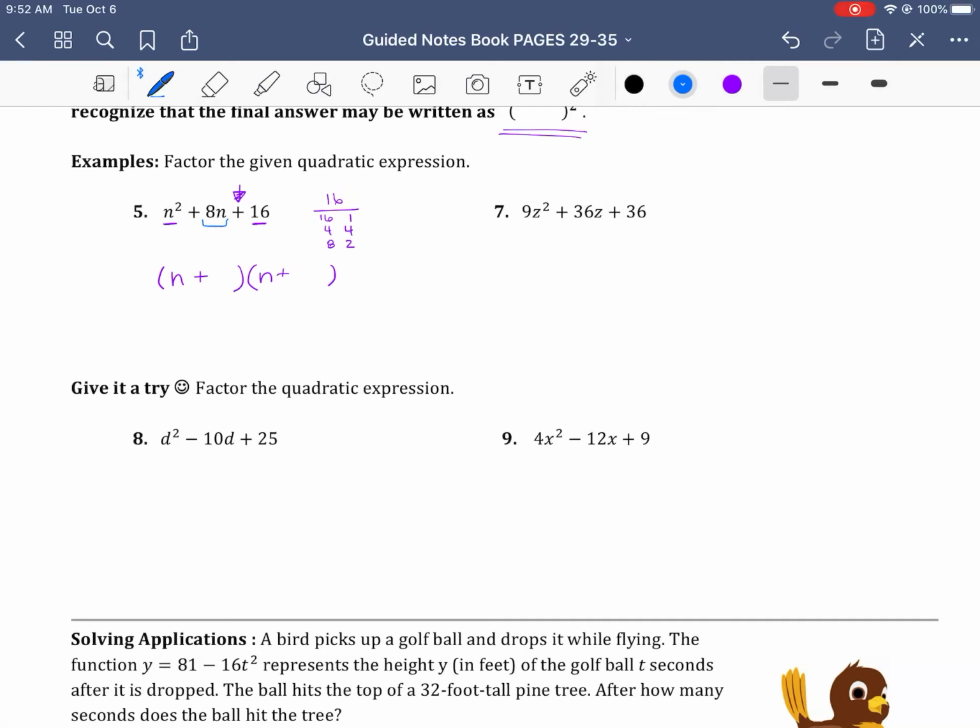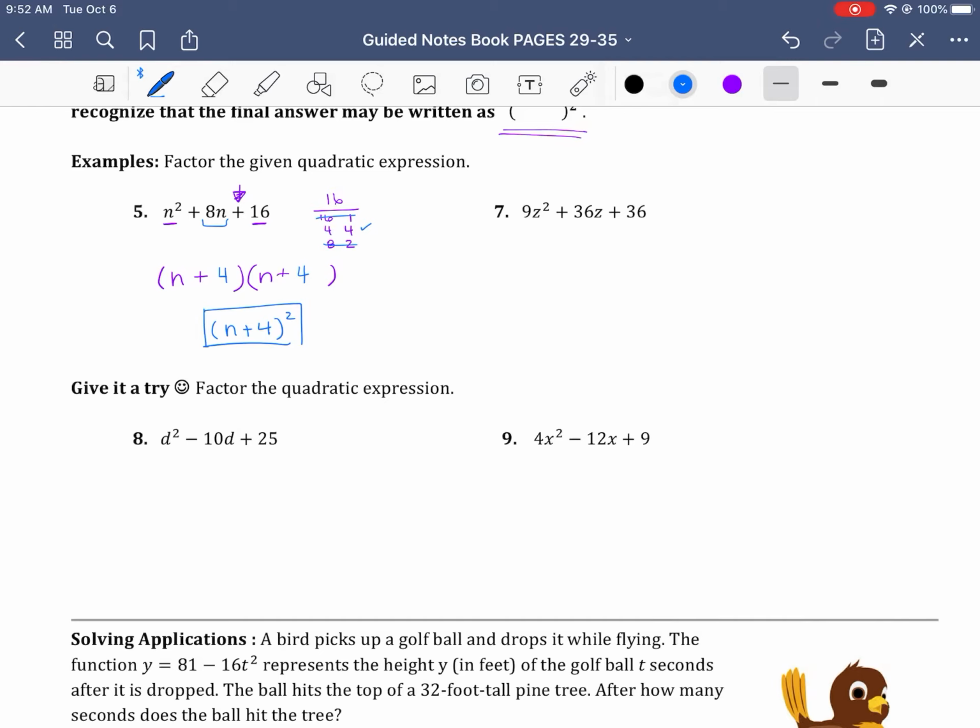So the first one, 16 plus 1 is 17, 4 plus 4 is 8. Excellent. That one, 8 plus 2 is 10. So we know that this is going to be 4 and 4. Because I have an n plus 4 and an n plus 4, I can leave it like that, or we can write it as n plus 4 quantity squared.